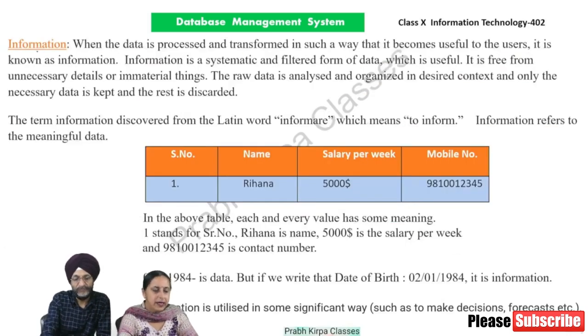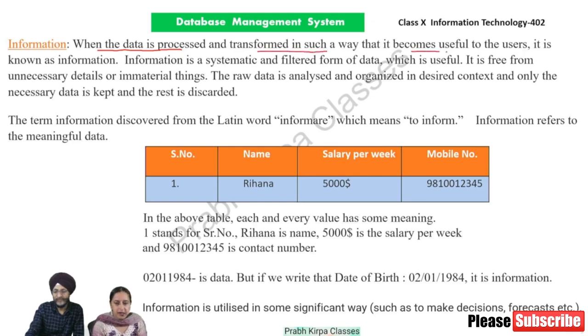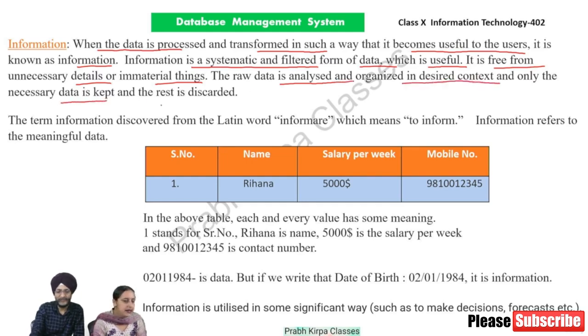After having understood the meaning of data, it is also important for us to understand the meaning of the word information. When the data is processed and transformed in such a way that it becomes useful to the users, it is known as information. Information is a systematic and filtered form of data which is useful. It is free from unnecessary details or immaterial things. The raw data is analyzed and organized in desired context, and only the necessary data is kept and the rest is discarded. The term information is derived from the Latin word informer, which means to inform.